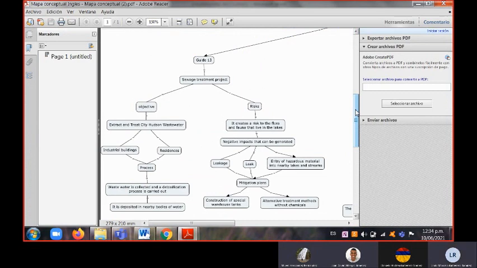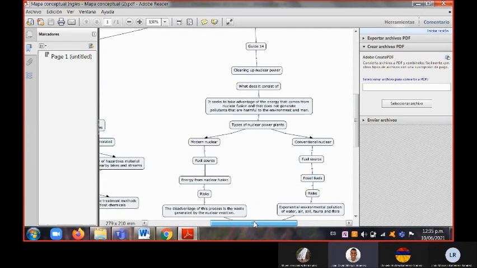Guide 23, Water Treatment Project. Objective: Strat City, Hudson. Water from industrial buildings and residences is processed, and a detoxification process is carried out. It is deposited in nearby bodies of water, which creates a risk to the flora and fauna that live in the lakes. Negative impact that can be generated: entry of hazardous material into nearby lakes and streams. Mitigation plans: construction of special storage tanks, alternative treatment methods without chemicals.